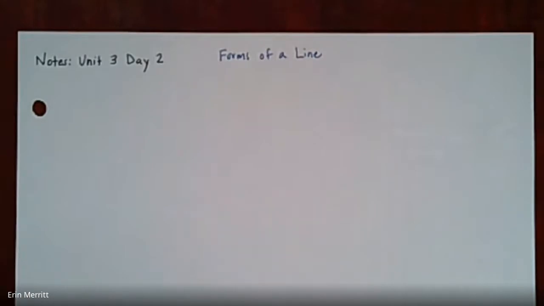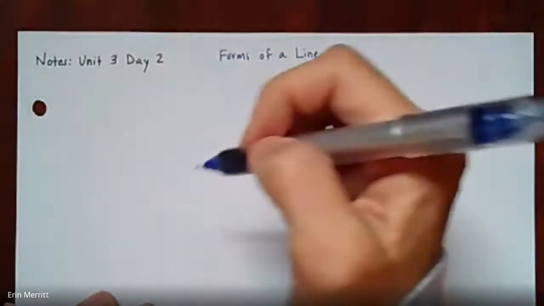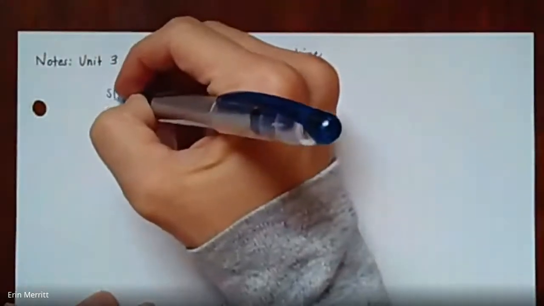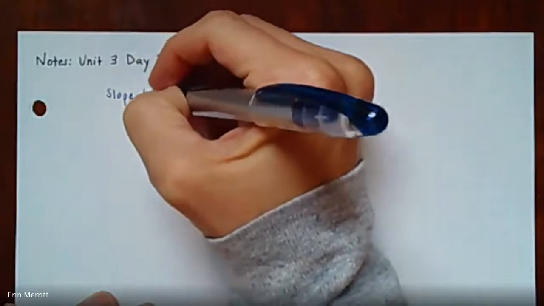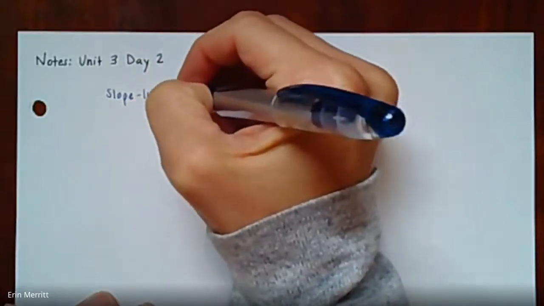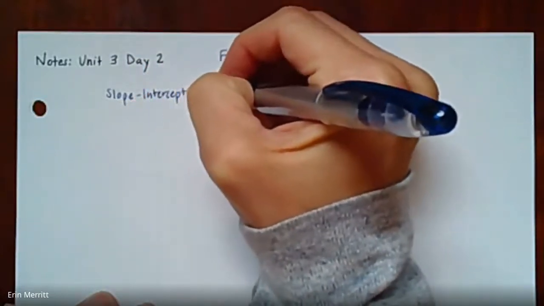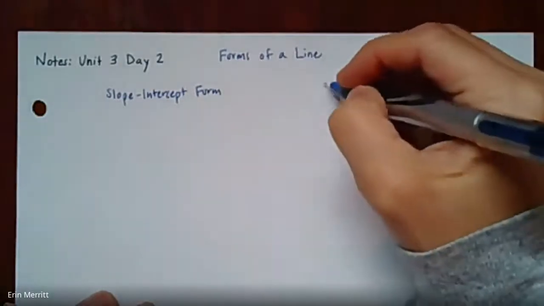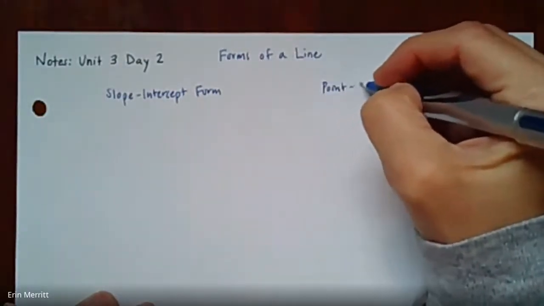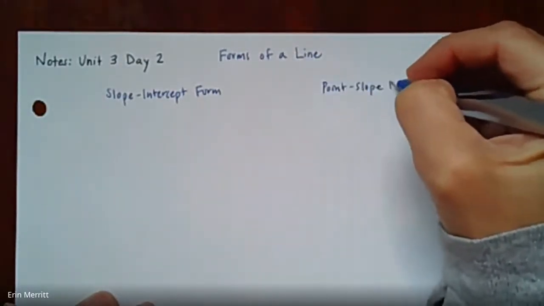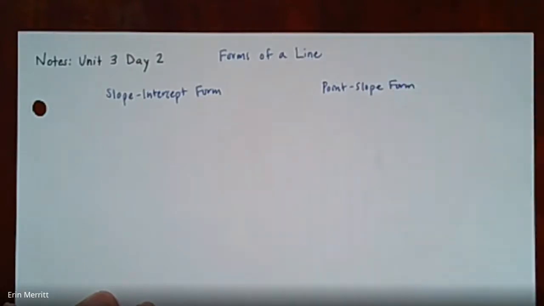Right? So the 2 forms of a line that you should definitely know, the first one, and I think last year in geometry you learned the second one, are called the slope-intercept form of a line, and then point-slope form. The good thing is the names pretty much tell you everything you need to know.